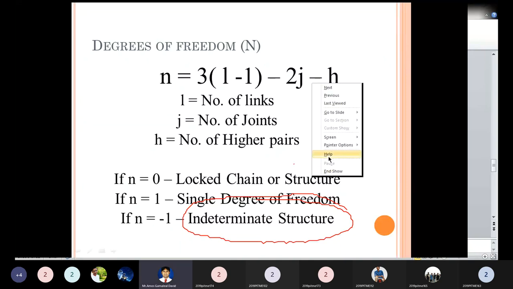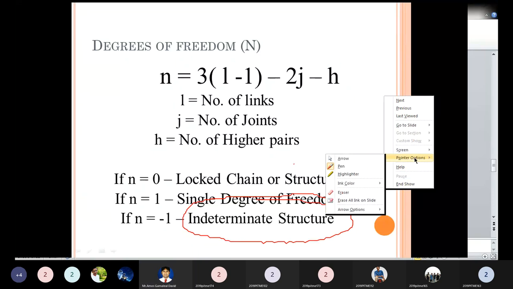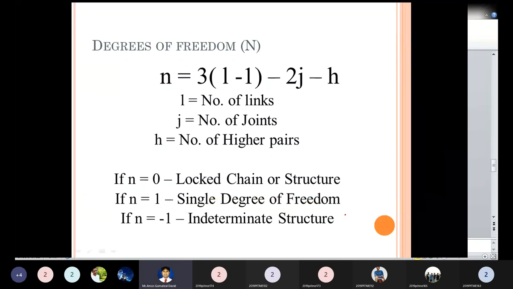So when N is 0 you can depend on this. For a locked chain, I can finalize that it will not move at all. But with an indeterminate structure we basically cannot do anything. This is what the concept is all about. It will move properly only when N is 1, 2, 3, 4, 5, and your mechanism will work. Or else, if you're getting 0 or minus 1, your mechanism will not work.